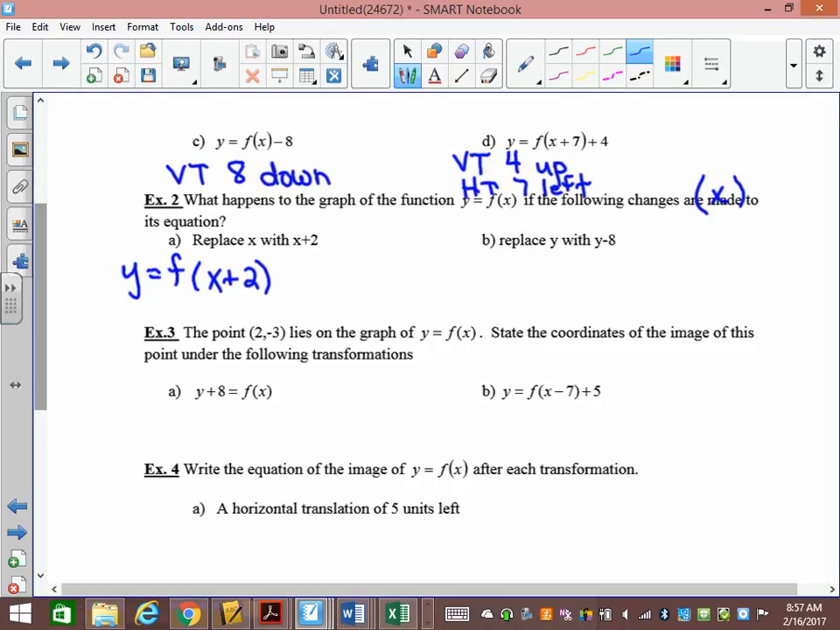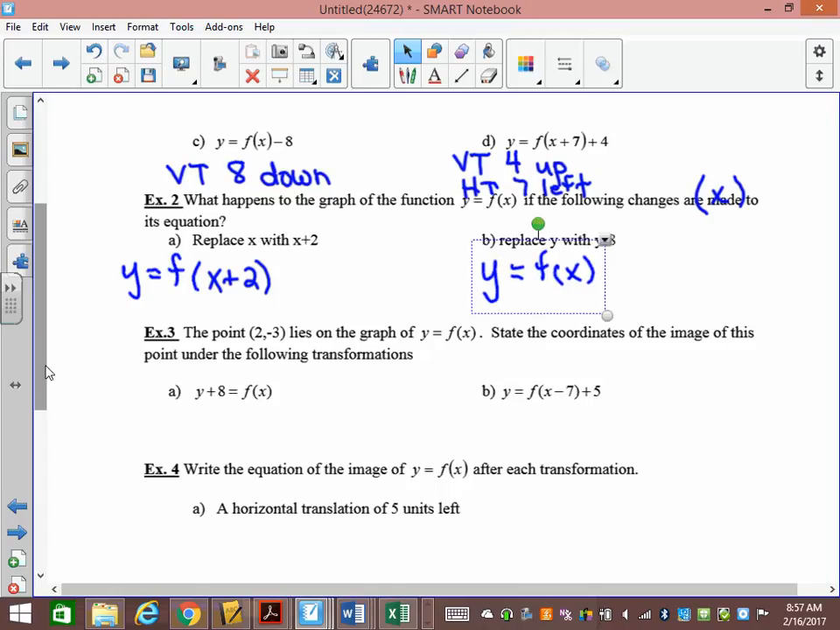Okay, replace y with y minus 8. So we have y equals f of x. Let's see if it'll let me do it. Just wait. I have to do it properly.